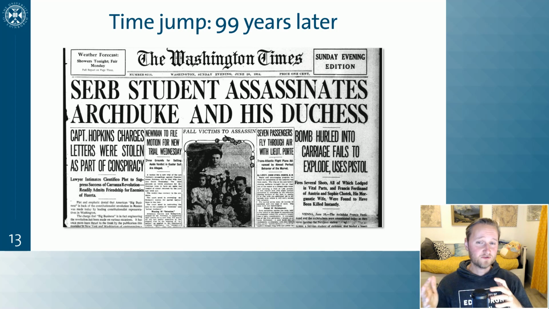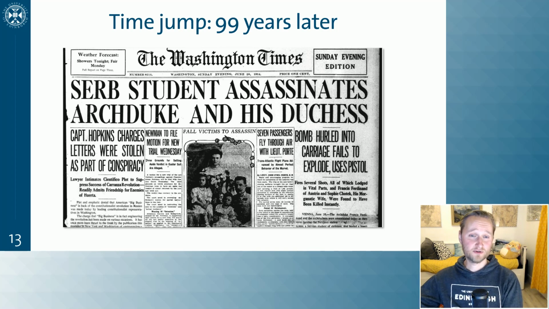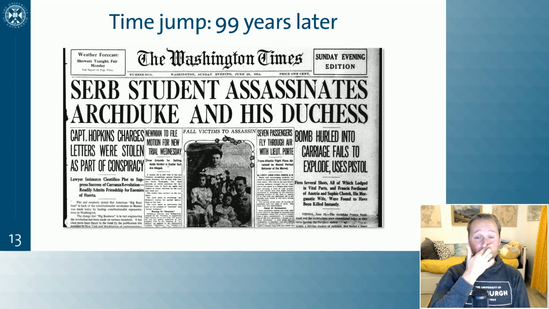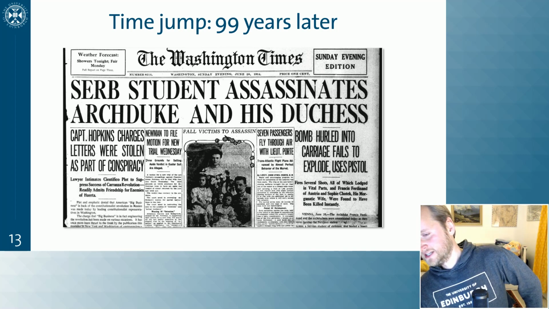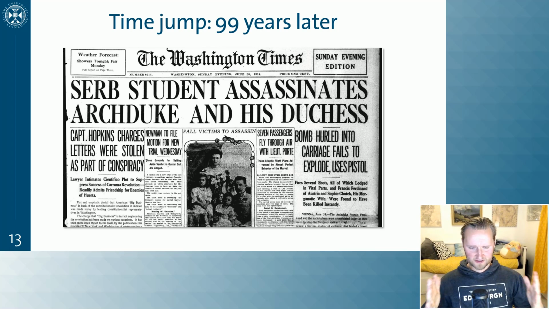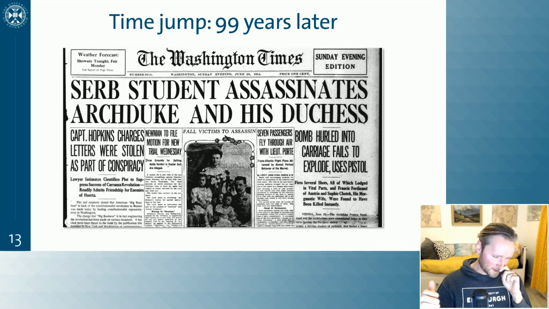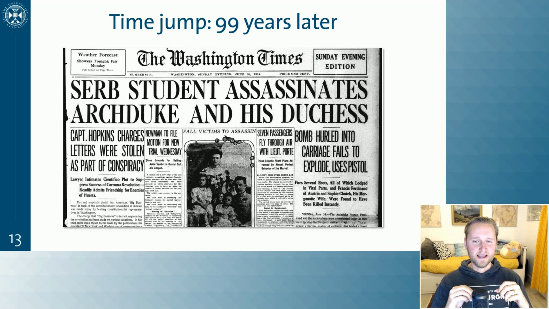Now, as Franz Ferdinand arrives in Sarajevo, he does not know that there is a bunch of Bosnian Serb nationalists trying to assassinate him. So Franz Ferdinand rolls into town with his parade of cars, and there is not only one assassin waiting for him, there are actually 6 assassins waiting for him. He rolls past the first assassin, who gets a little panicky and can't do anything. He rolls past the second assassin, who also gets a little panicky and can't do anything.